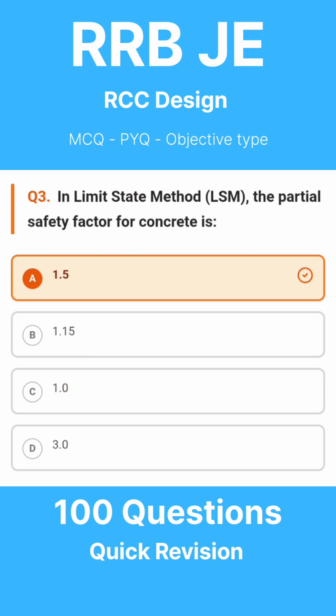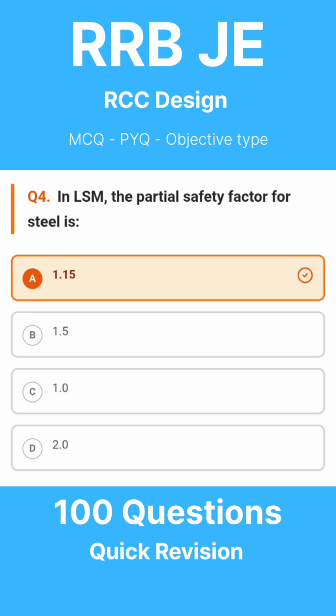Question 3. In limit state method, LSM, the partial safety factor for concrete is. The correct answer is 1.5. Question 4. In LSM, the partial safety factor for steel is. The correct answer is 1.15.